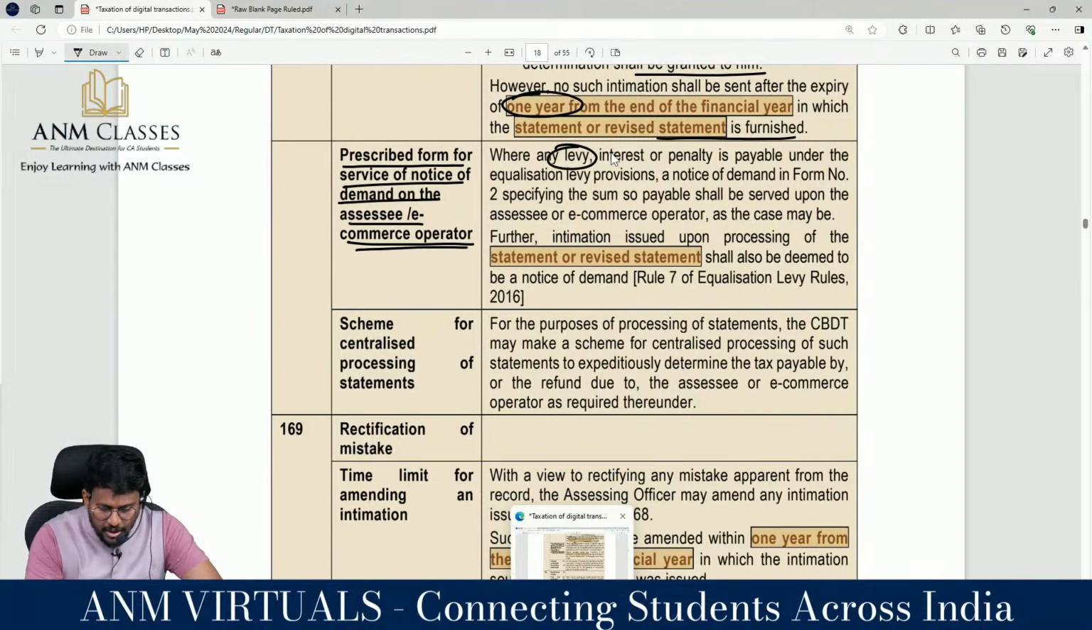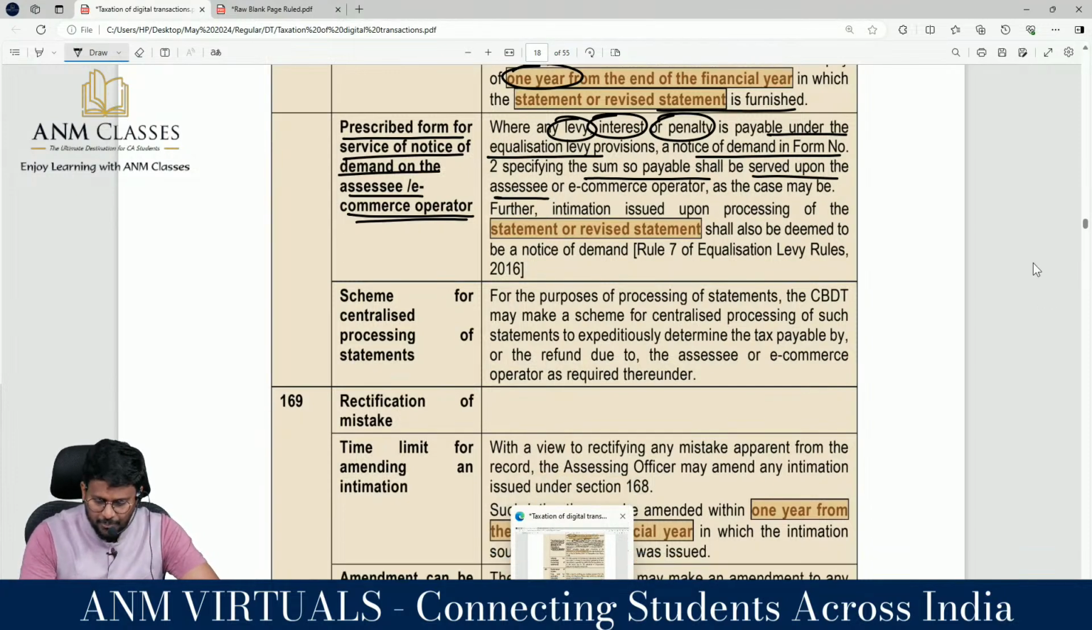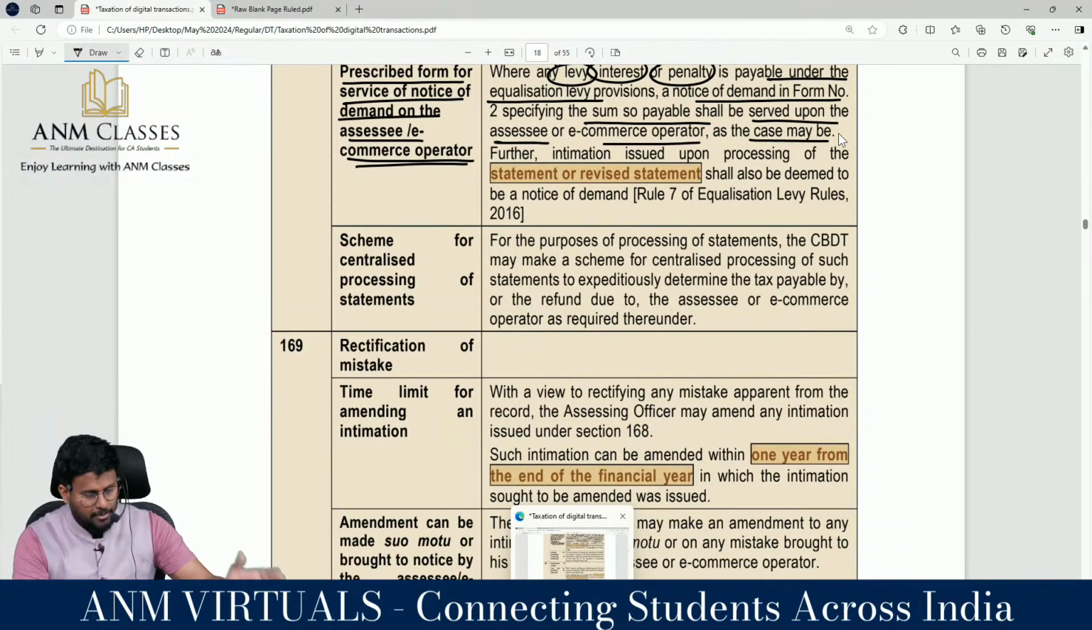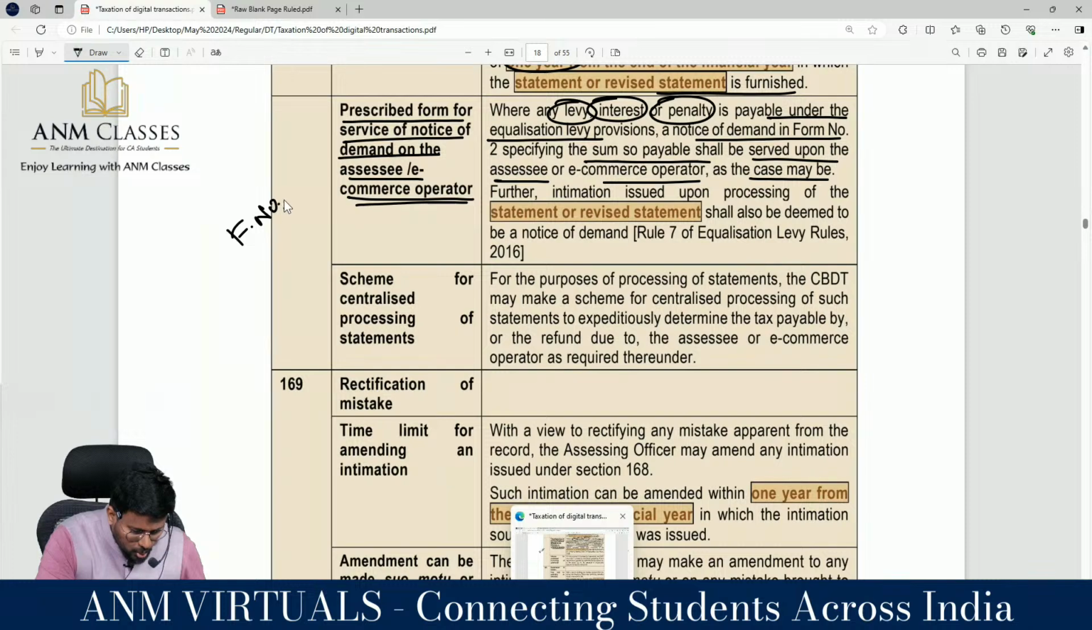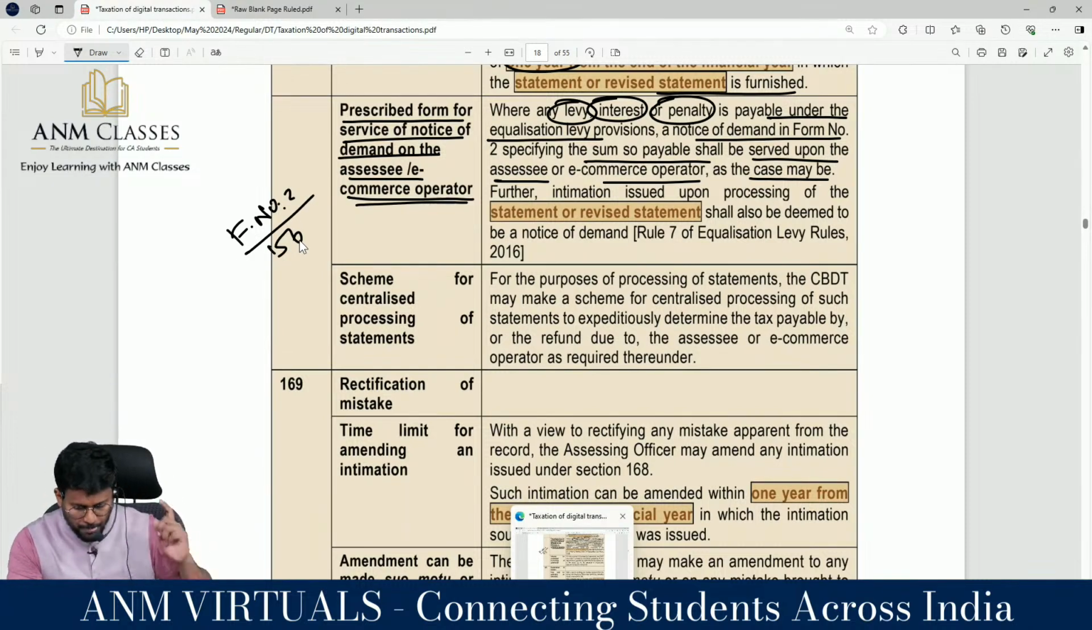Sir, where any levy, interest, penalty is payable under the levy provision, a notice of demand in form number 2 specifying the sum so payable shall be served upon the assessee or e-commerce operator as the case may be. இந்த இன்டிமேஷன்லாம் முடிச்சதுக்கு அப்புறம் ஏதாவது டாக்ஸ் பேயபிள் வருதுன்னா நோட்டீஸ் அனுப்புவாங்க ஃபார்ம் நம்பர் 2ல. இட்ஸ் லைக் டிமாண்ட் நோட்டீஸ். என்ன நோட்டீஸ்? ஃபார்ம் நம்பர் 2. அங்க 156 டிமாண்ட் நோட்டீஸ். எஸ் சார். இங்க ஃபார்ம் நம்பர் 2.